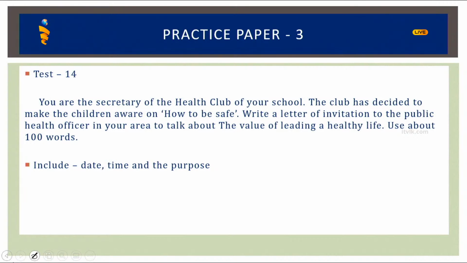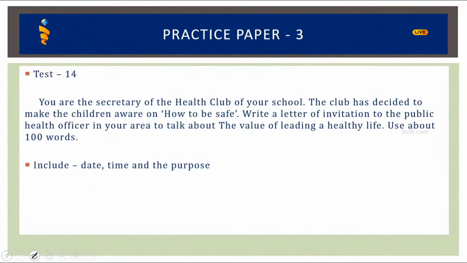Here children, once you get a question like this, you have to read it very carefully as I did. And let me ask you a few questions. What is the event given here? Who is writing this letter? Secretary. Right? So what is the club? The health club of your school. So what has the club decided to do? To make the children aware on how to be safe.